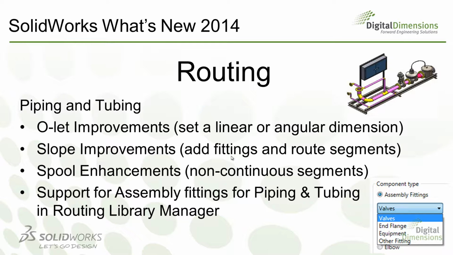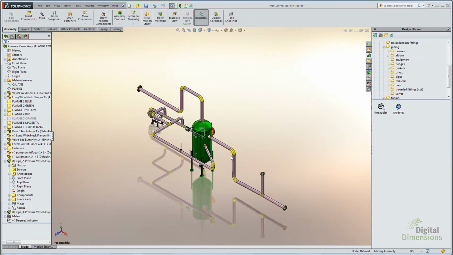And then finally, very similarly to adding assembly connectors on the electrical side of routing, for piping and tubing, you can now add assembly fittings, and that includes valves, end flanges, and equipment and other fittings. So I'll show you some of that functionality. Let's go back over to SOLIDWORKS.